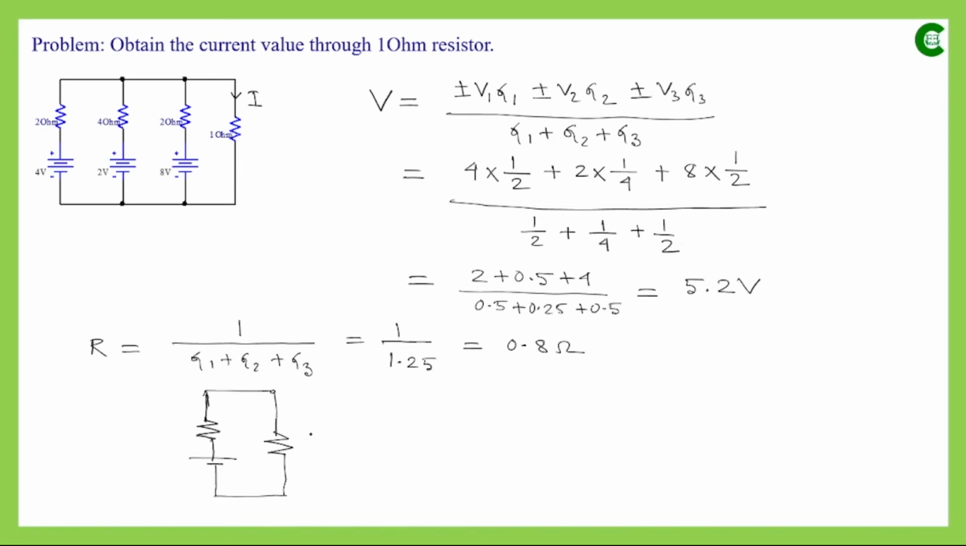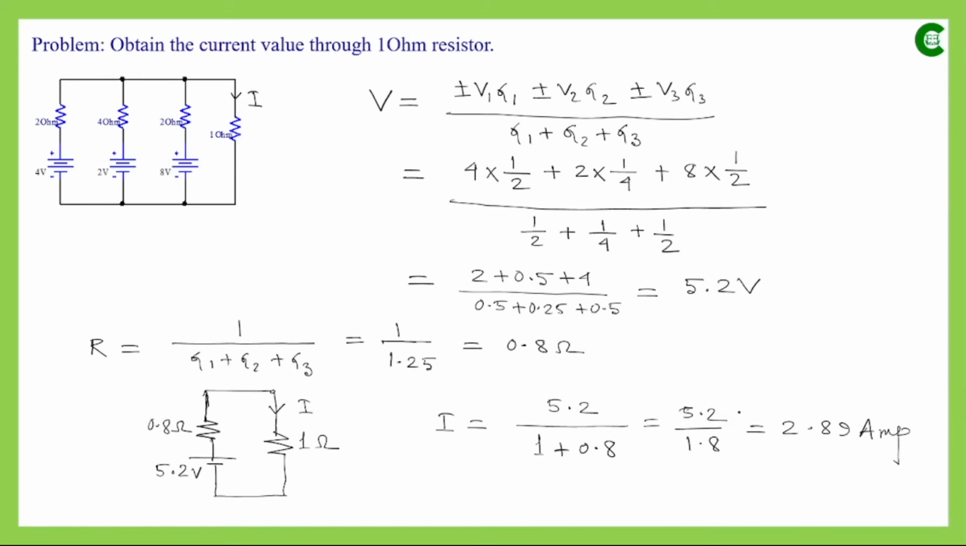So that load resistor has value 1 ohm, this equivalent resistance has value 0.8 ohm, and this equivalent voltage source has value 5.2 volt. So the current which we initially assumed as I will be nothing but the voltage value, 5.2, divided by the summation of these two resistance values, as they are connected in series. So it will be 1 plus 0.8. So it will be 5.2 divided by 1.8, and finally that value will come as 2.89 ampere.